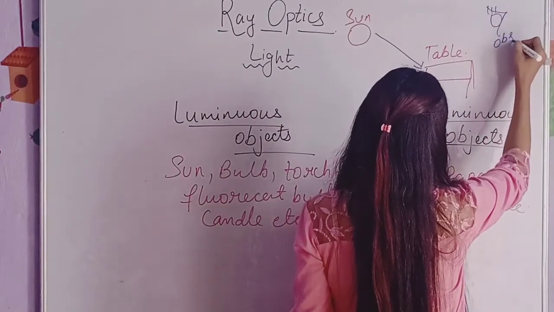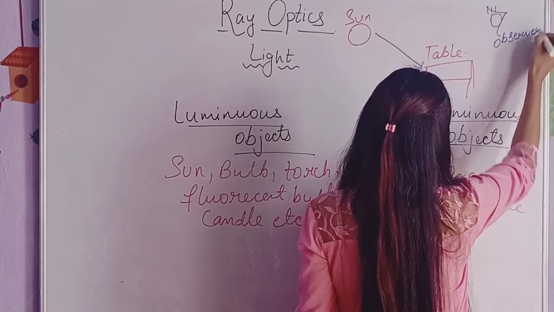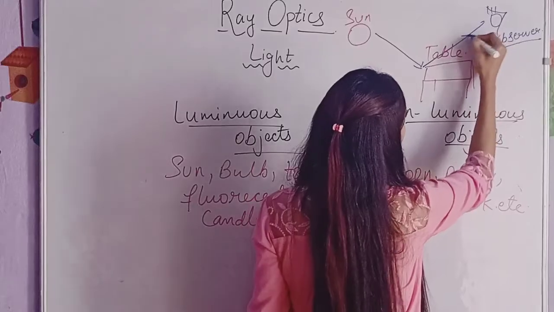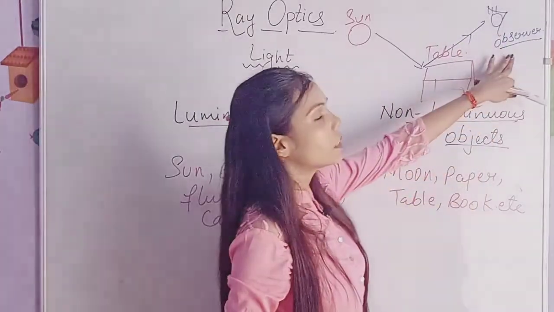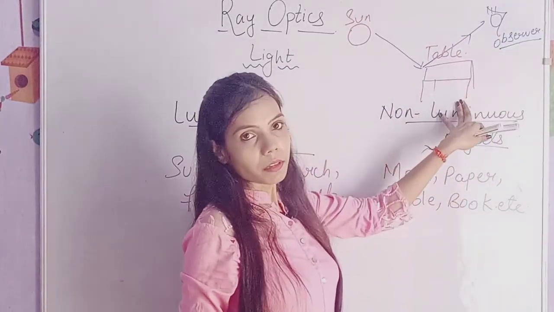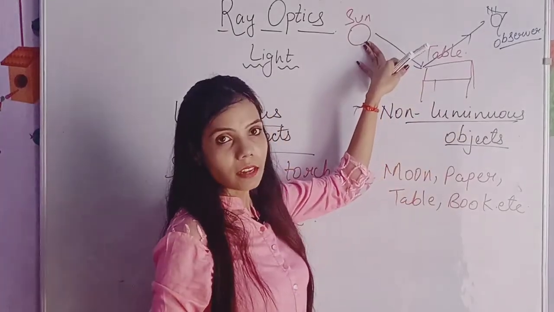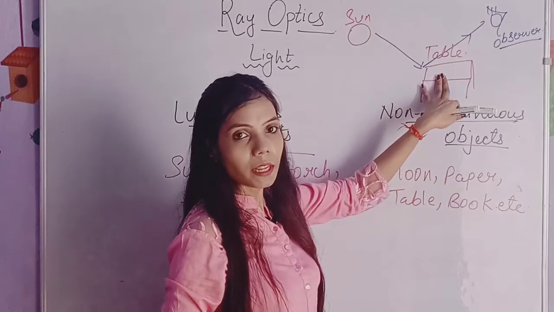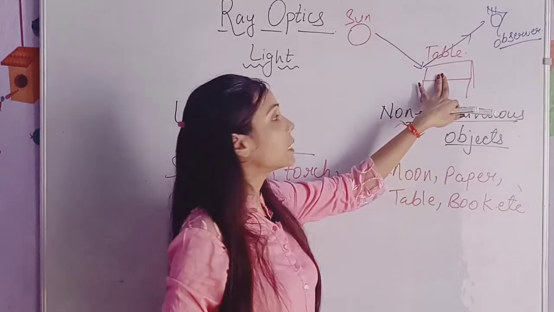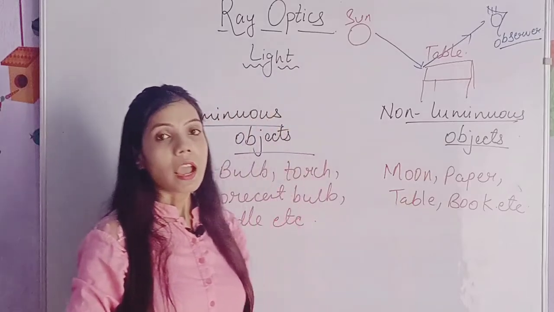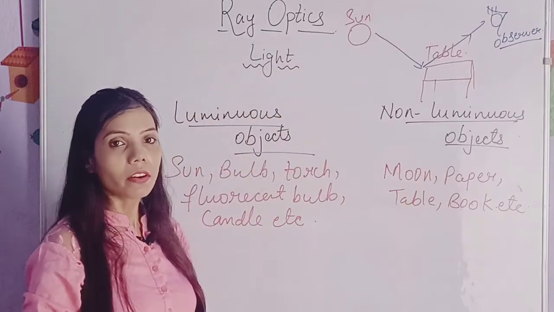So if this is the observer, for this observer, this table will be visible when the table reflects the light. So according to this observer, the light is coming from the table, but in reality, the light is incident from the sun. It is falling on the surface of the table, and the surface of the table is reflecting the light which is reaching the eyes of the observer. And this is how the things are visible to our eyes.